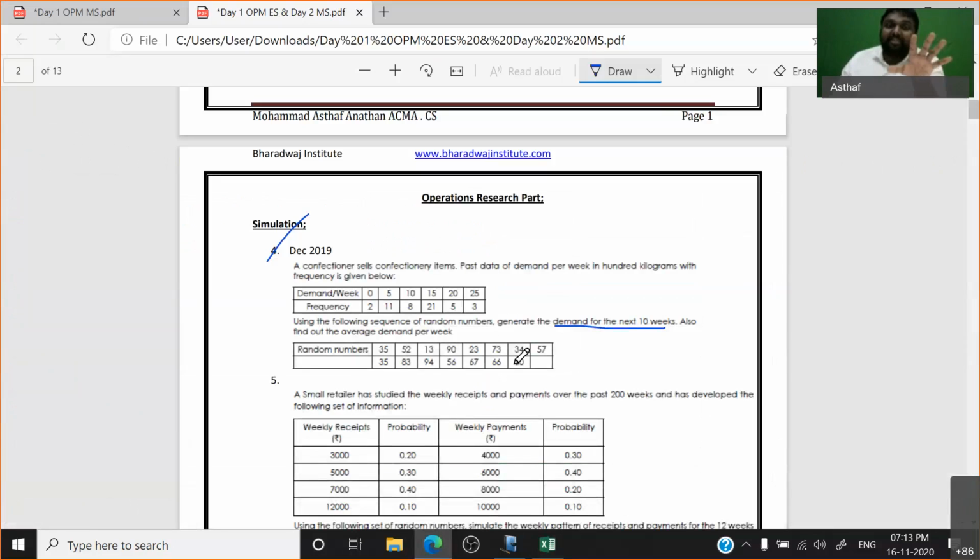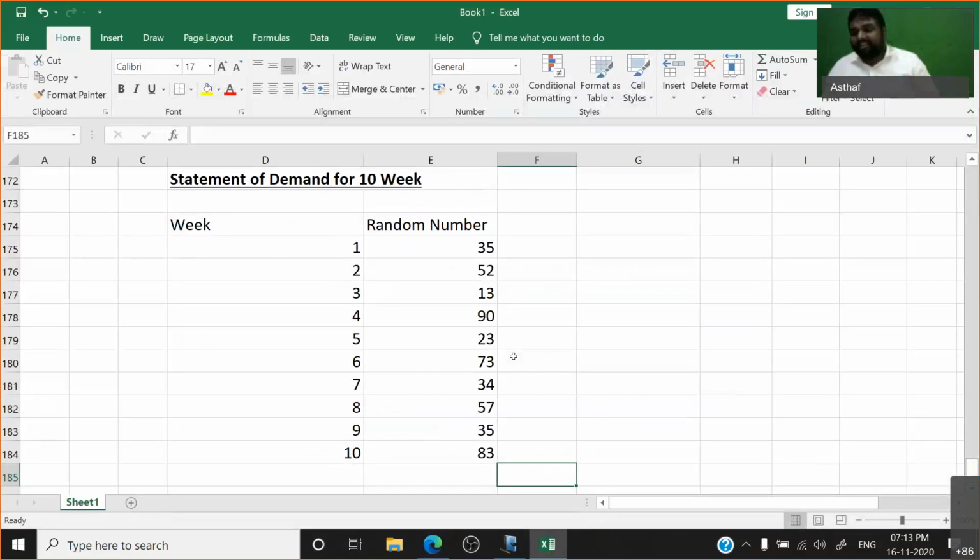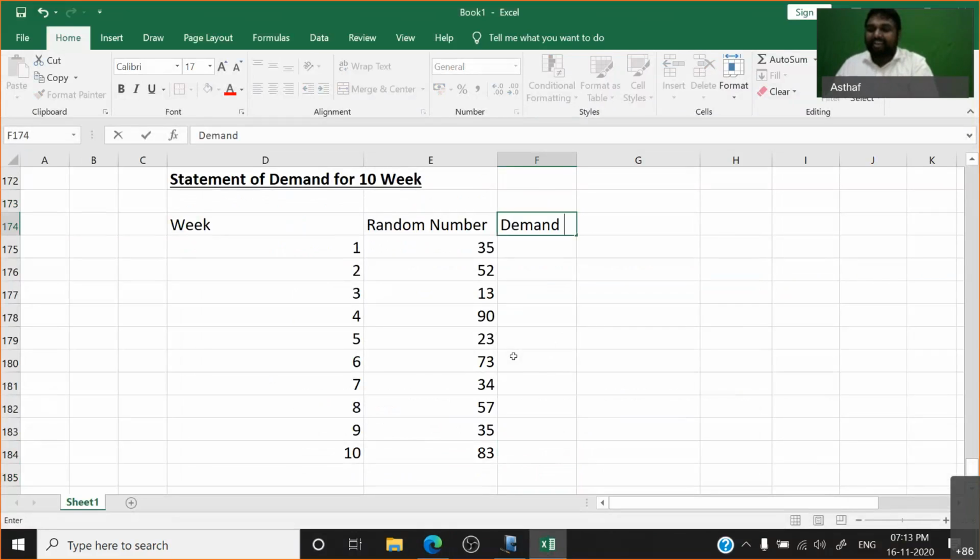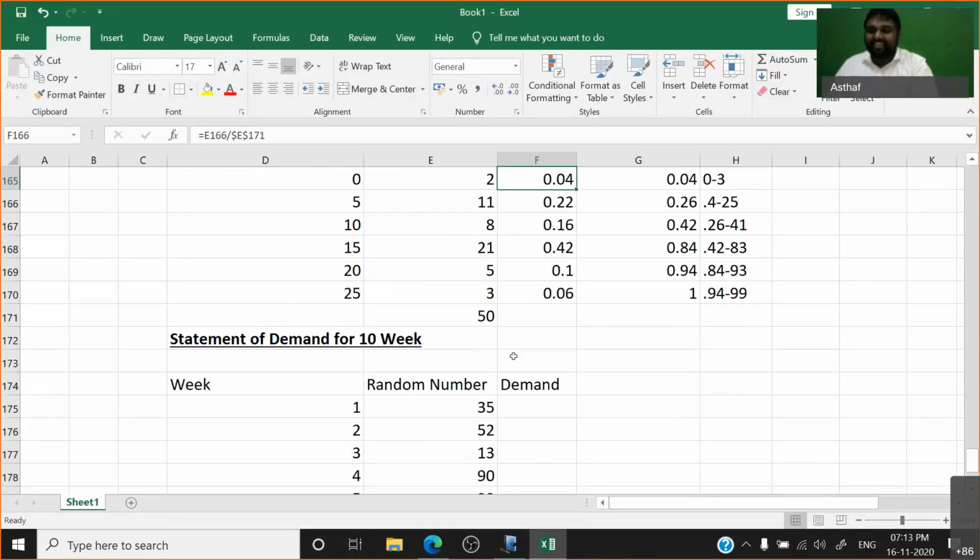They were giving 15 numbers, but they were asking only for 10 weeks. Since they were asking only for 10 weeks, we can end the random numbers here. If the question is silent, we can take the rest of the random numbers also. But in this question, they are asking only 10. So now what is the demand? Everyone listen here. You will realize this concept is very, very easy.